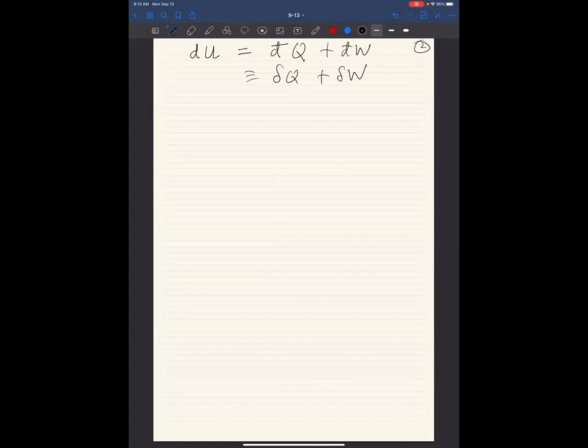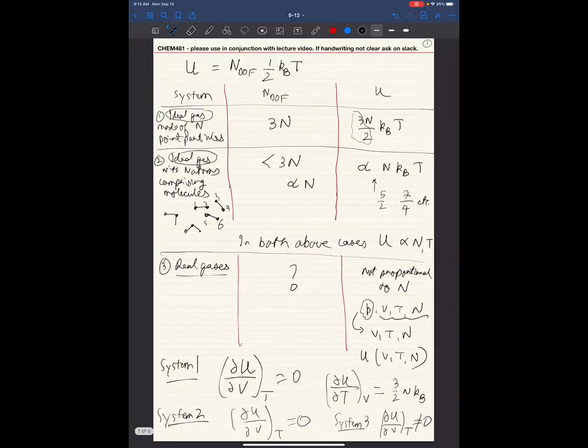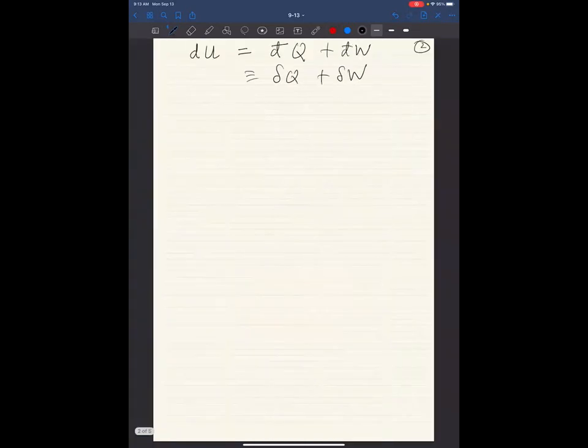So for those of you who joined late, I talked a little bit about how the internal energy of a system depends on the number of degrees of freedom for ideal gases made of point particles, molecules, and real gases. And I showed some partial derivative properties. If you missed this, we will come back to this later, but it's good to show it once in advance already.